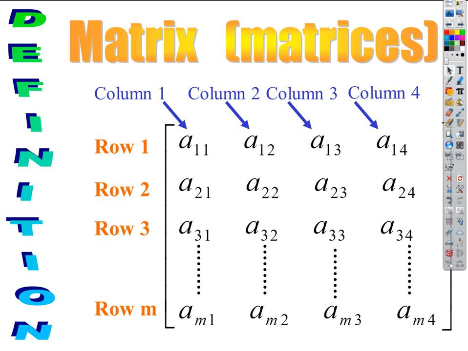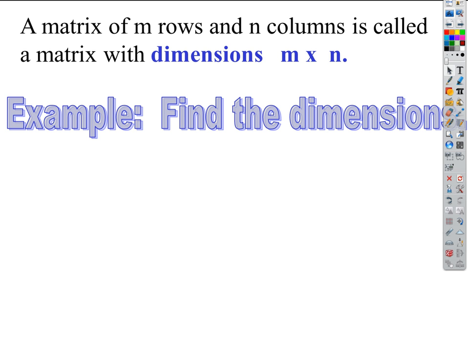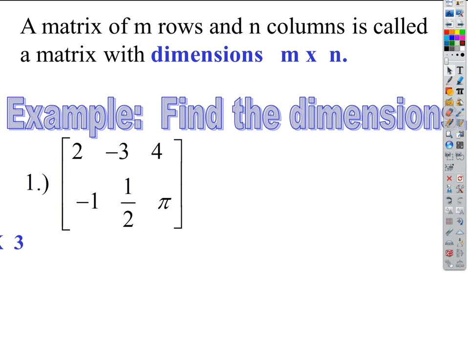Here's a specific matrix. Oops, let's talk about dimensions first. So the dimensions of a matrix are always written in the order the number of rows first and then the number of columns. So for example, what are the dimensions of that matrix? We call it a 2 by 3. There's 2 rows and 3 columns, and that's how we write the dimensions of that matrix.